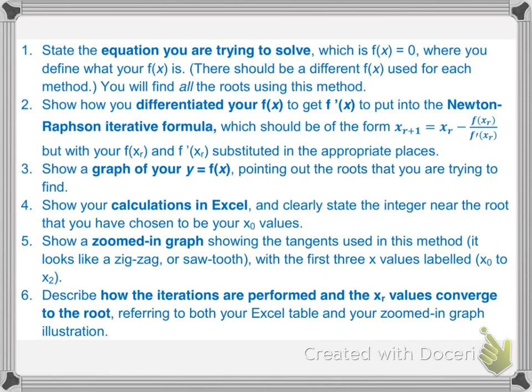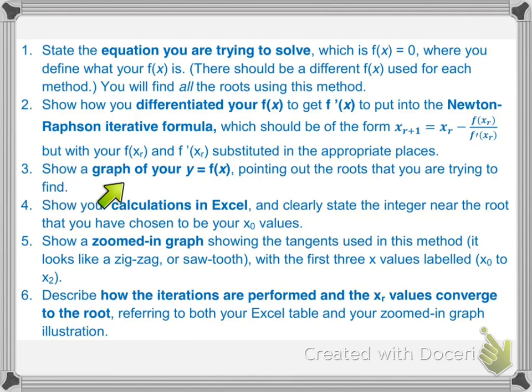So here's an overview of everything that you need to do. Start by stating the equation that you're trying to solve. Notice you are solving it this time, finding all 3 of the roots if it has 3 roots. And this is a different f(x) from the one that you used with the other 2 methods. You need to show how you've differentiated your f(x) to get your f'(x), which goes into the Newton-Raphson iterative formula, and you need to display your iterative formula, where instead of writing f(xr), you actually write yours in full, xr³ - 3xr + 1, or whatever it is that you've used.